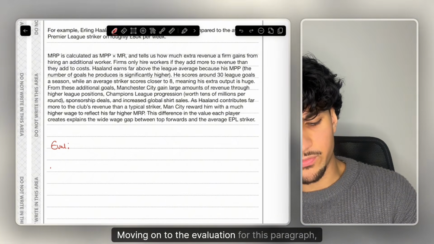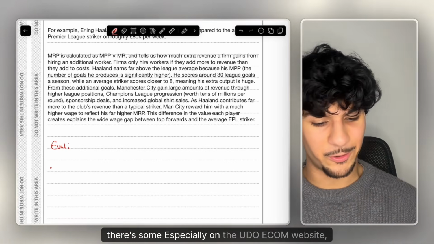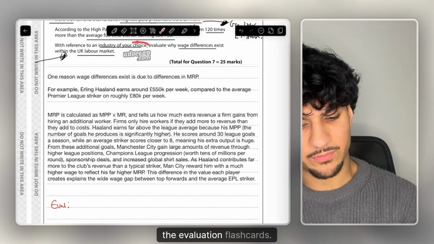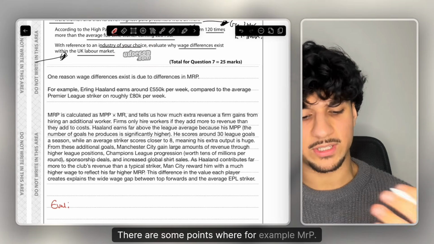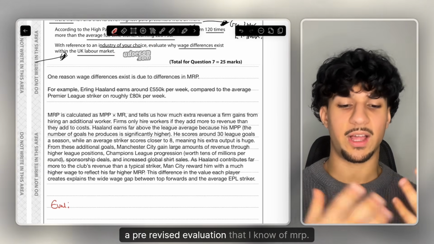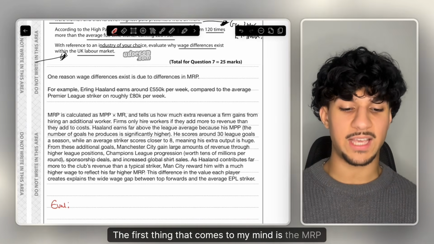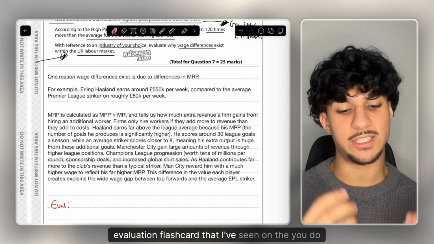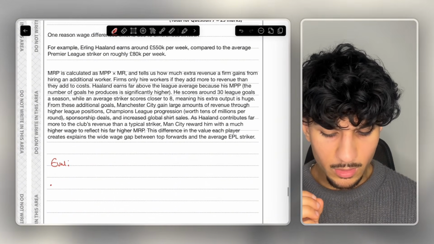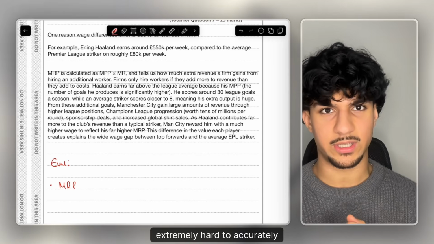Moving on to the evaluation for this paragraph, and like I always say, there are the evaluation flashcards on the UDO Econ website. There are some points where, for example, MRP, there's just a pre-revised evaluation that I know. So whenever it comes up, the first thing that comes to my mind is the MRP evaluation flashcard that I've seen on the UDO Econ website. But what is this evaluation point? It is that MRP is extremely hard to accurately measure.